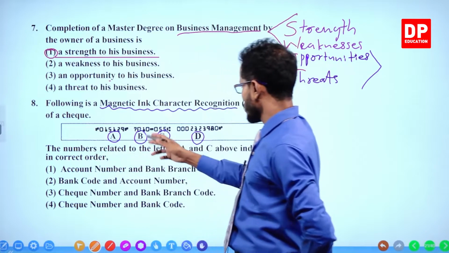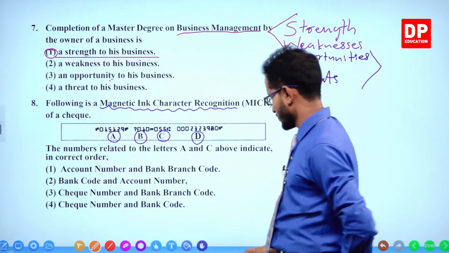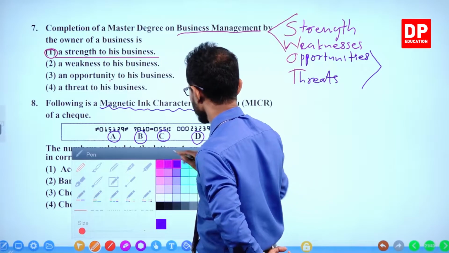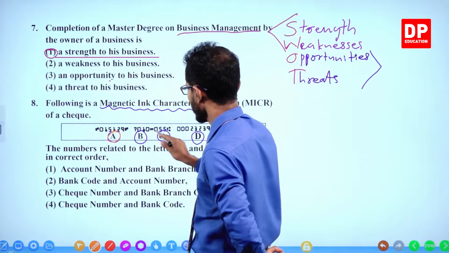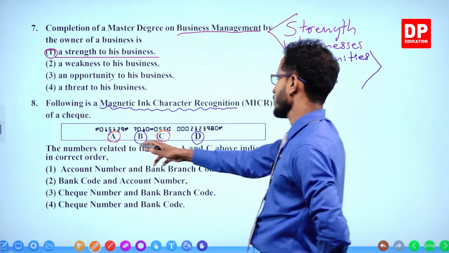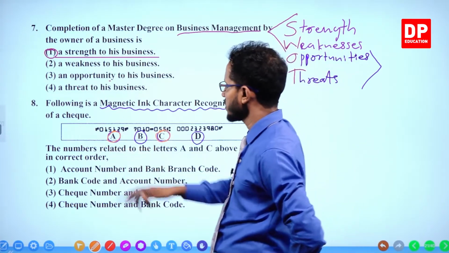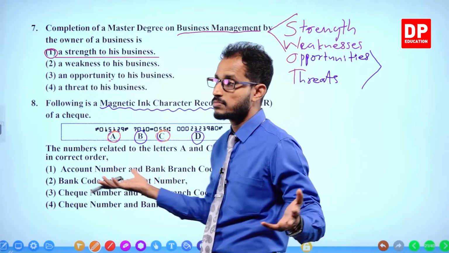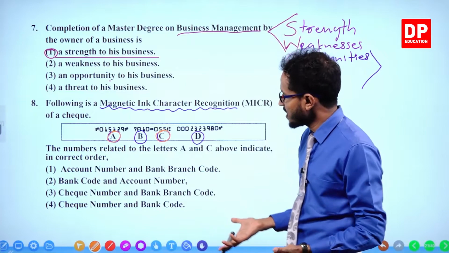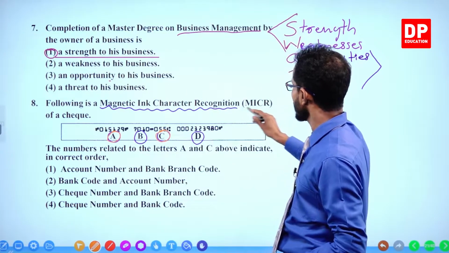The numbers related to letters A and C. They are asking us only for these two, A and C. What do letters A and C indicate in the MICR?